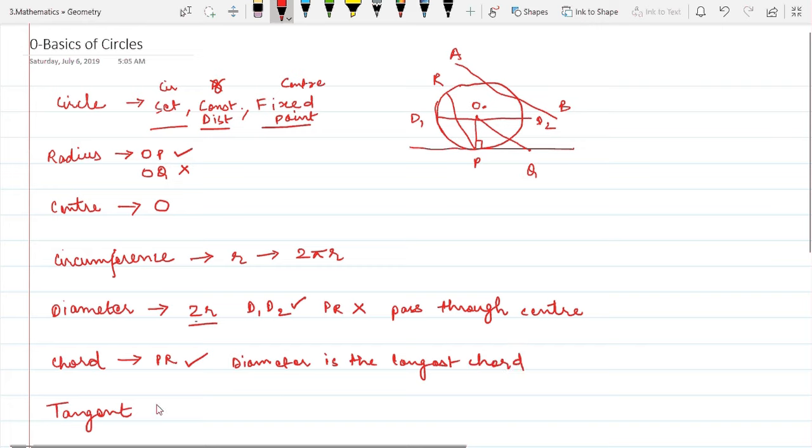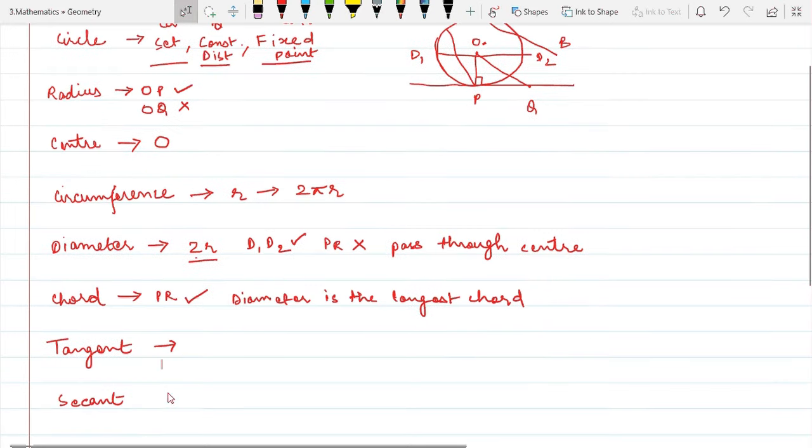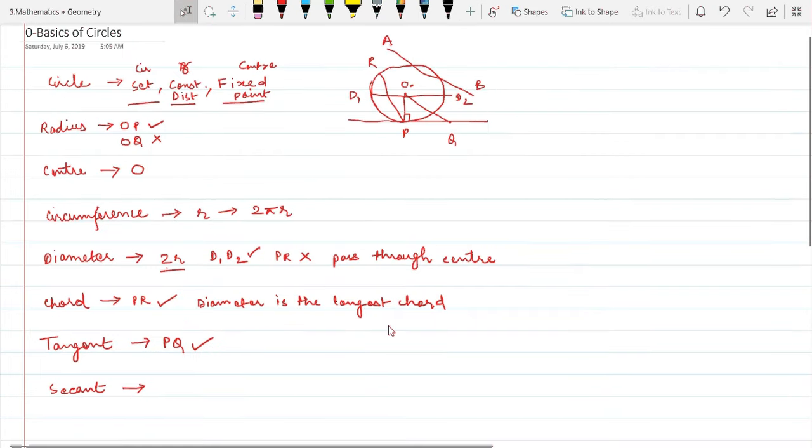Now what is a tangent? A line that touches the circle externally is called a tangent. So in the given figure, the line PQ is a tangent to the circle. A line that touches only at one point, example PQ. If it touches at two distinct points, it's called a secant of a circle. So in the figure shown above, the line AB is the secant to the circle.